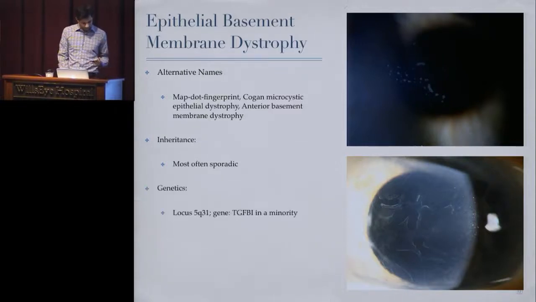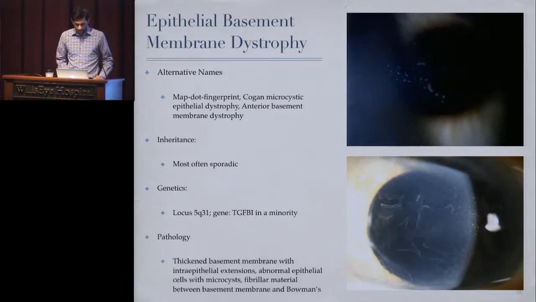Don't worry about the genes. If you're very gung-ho, you could try to memorize all of them, but I don't think I've ever been asked about a single gene on a test yet. If you look at the path, you'll see a thickened basement membrane. You'll get intraepithelial extensions of the basement membrane. Often the epithelial cells will have these microcysts in them.